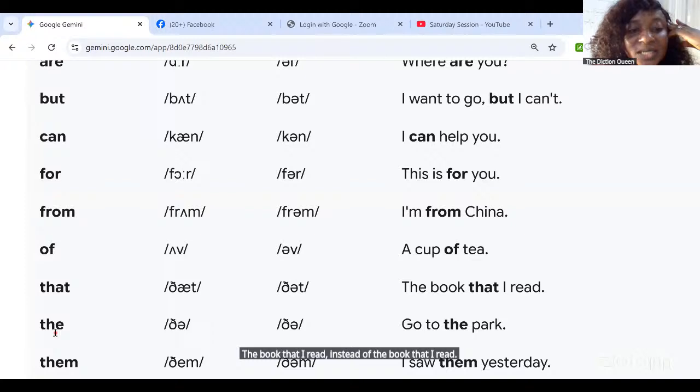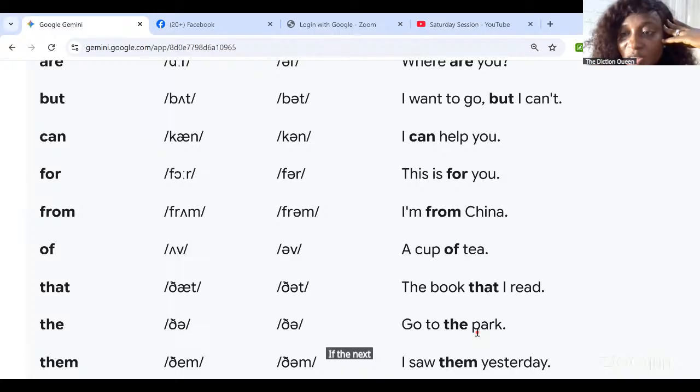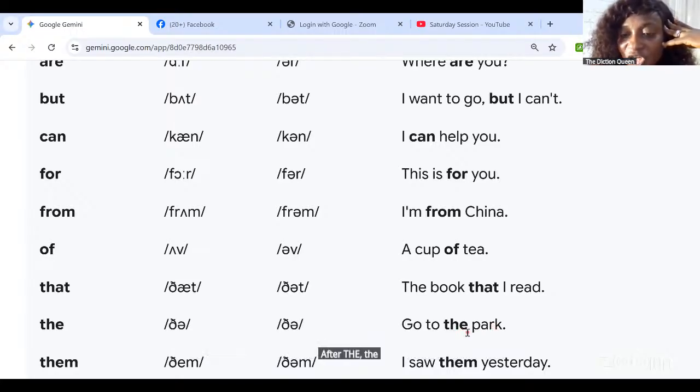The next word is the. Now, the has two weak forms, but because we're emphasizing the schwa, we took only the reduced form with the schwa sound. And I said that can only be used if the next word starts with a consonant. So in a sentence, if you have THE in a sentence, the word next to THE, if it starts with a consonant sound, then we use the. Go to the park. Go to the.